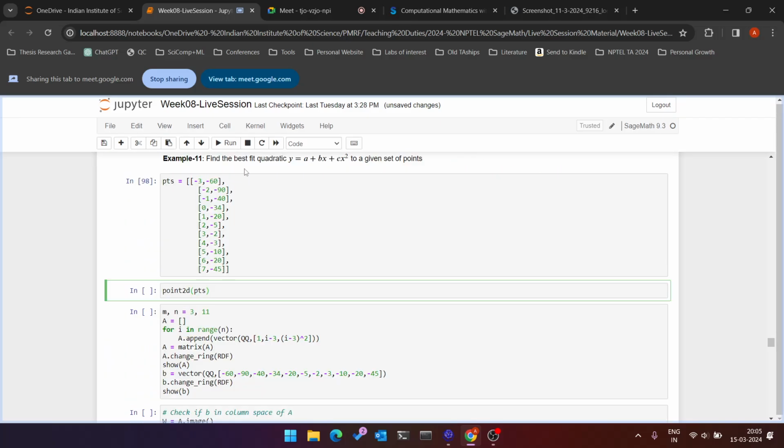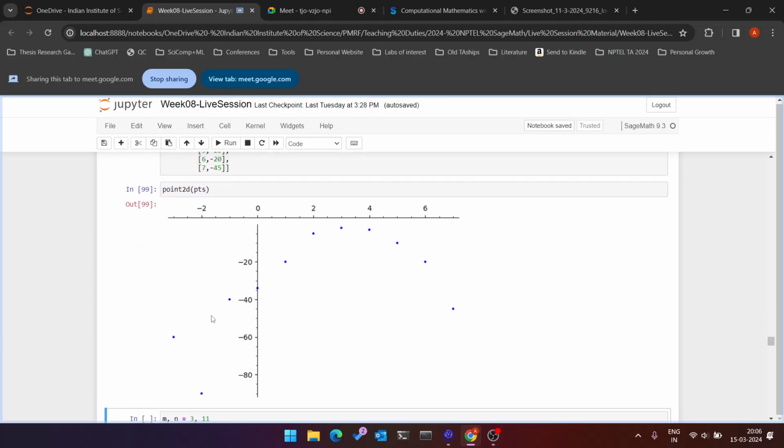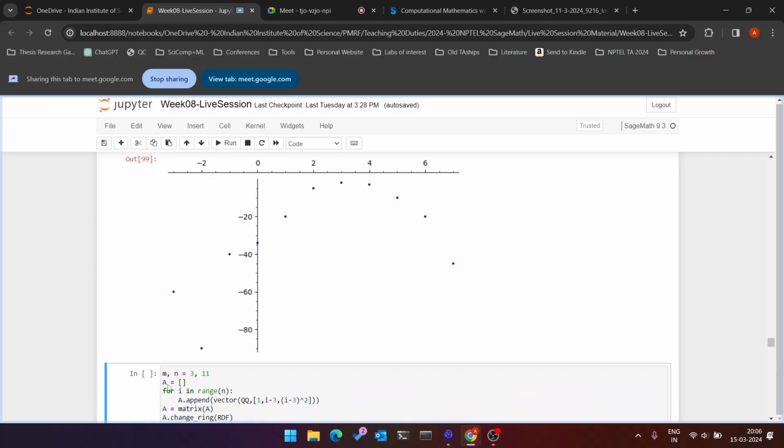We have been asked to find the best fit quadratic y of x is equal to a plus bx plus cx square to a set of given points. The points I've already written down in the code cell itself. So we have a total of 11 points, as you can see. To get a sense of what we want to do, I will be plotting only the points itself, using the point 2D function. So this is how the points look like. Any quadratic function would roughly follow a pattern like this.